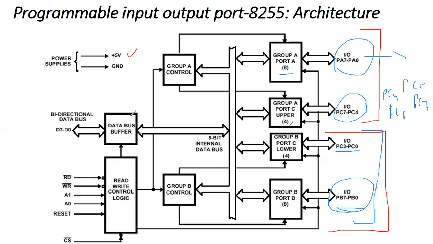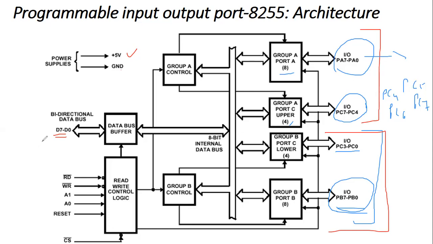This data bus buffer is connected with the data lines of the 8086. So whenever we are using this peripheral IC, the D7 to D0 lines will be used for the data transfer from the processor. So these lines from D0 to D7 are used for the data transfer.